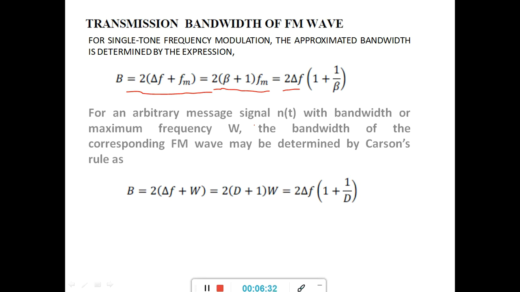Now we consider an arbitrary message signal m of t with a maximum frequency of W, and using Carson's rule we find the bandwidth of the FM signal, which is given by this expression: B equals twice of delta F plus W, equals 2 into D plus 1 of W. By this we receive the transmission bandwidth of the FM signal.